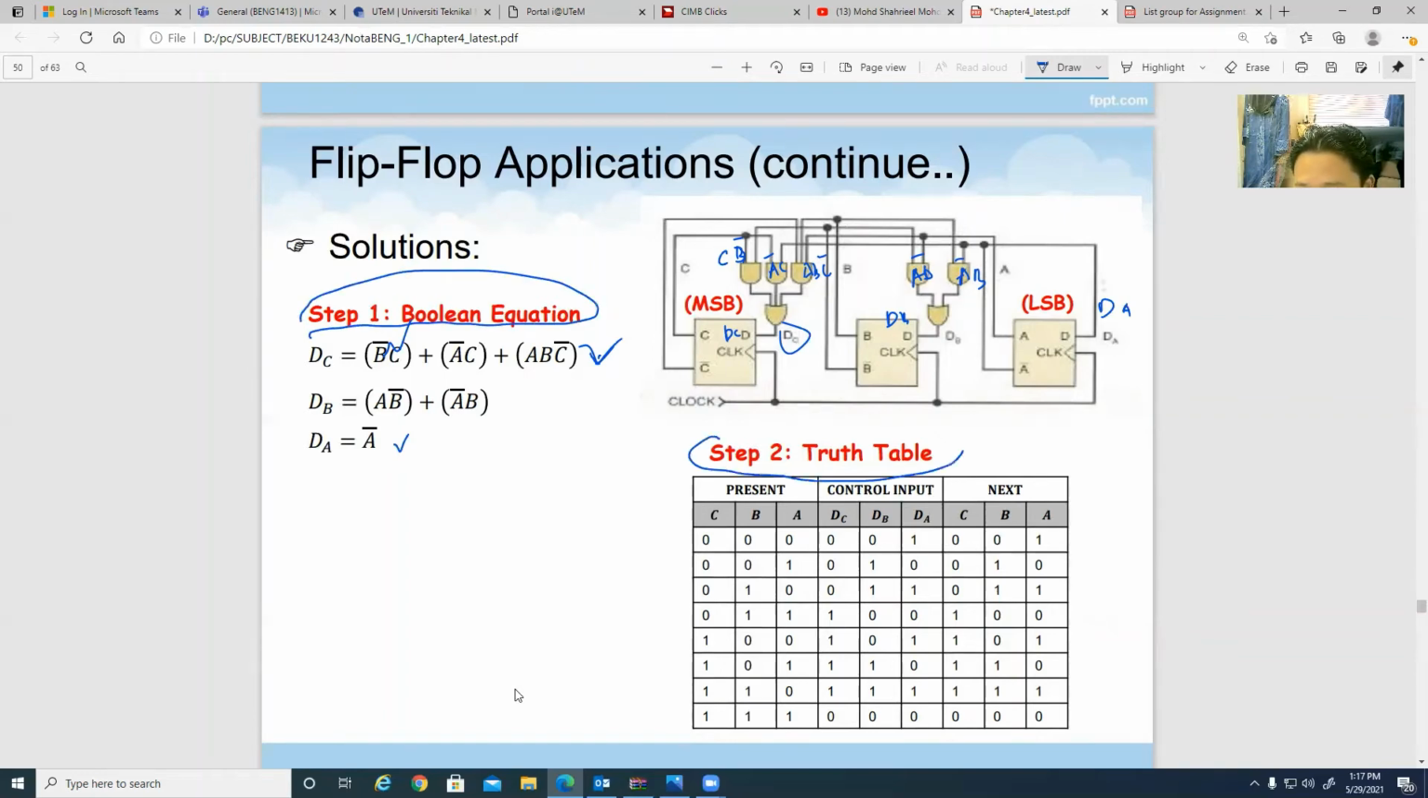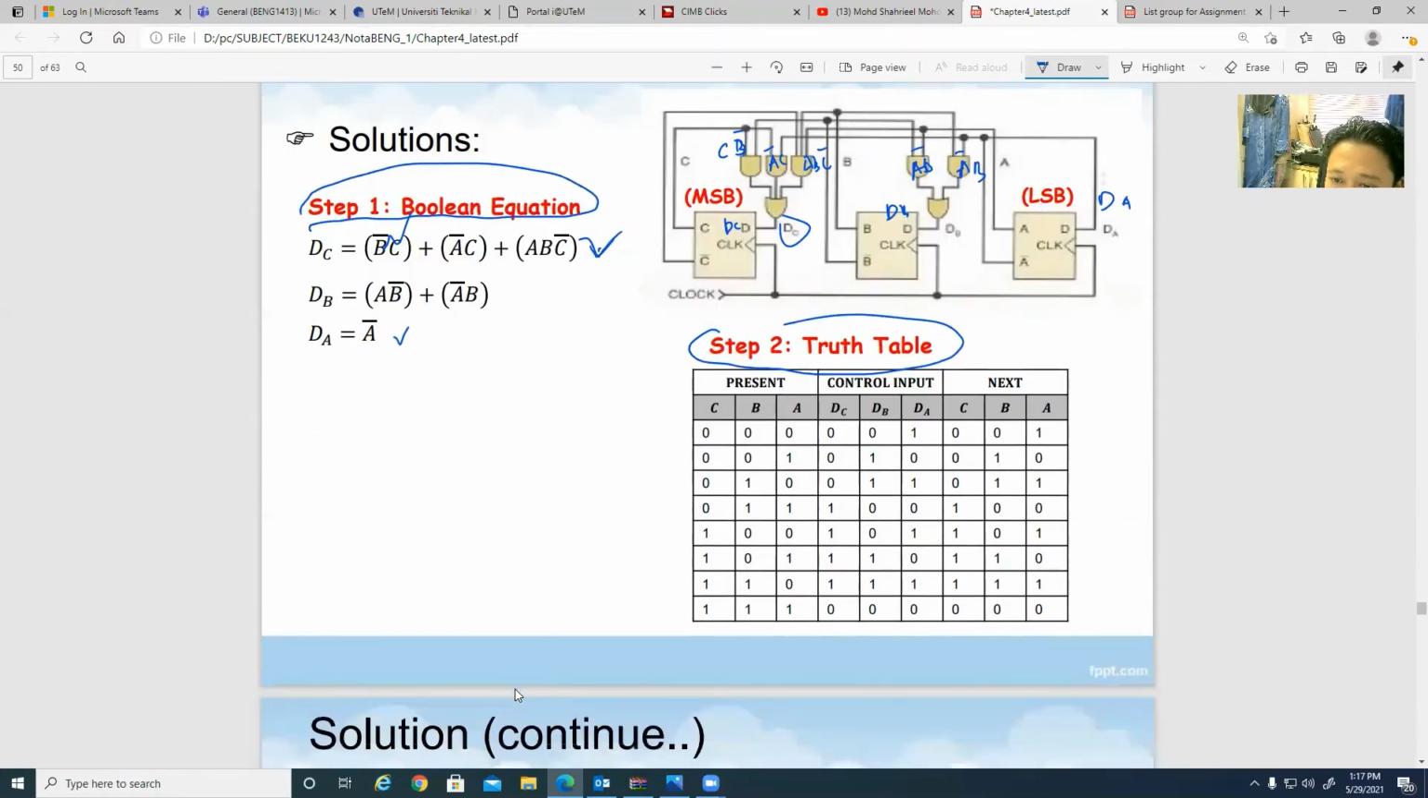Second step, you have to develop the truth table. So I will show you how to write the truth table. This is the equation. Starting from zero until seven, on the decimal. So you can see 000, 001, 010, 011, 100, 101, 110, 111. So just follow the sequence, 0 until 7.